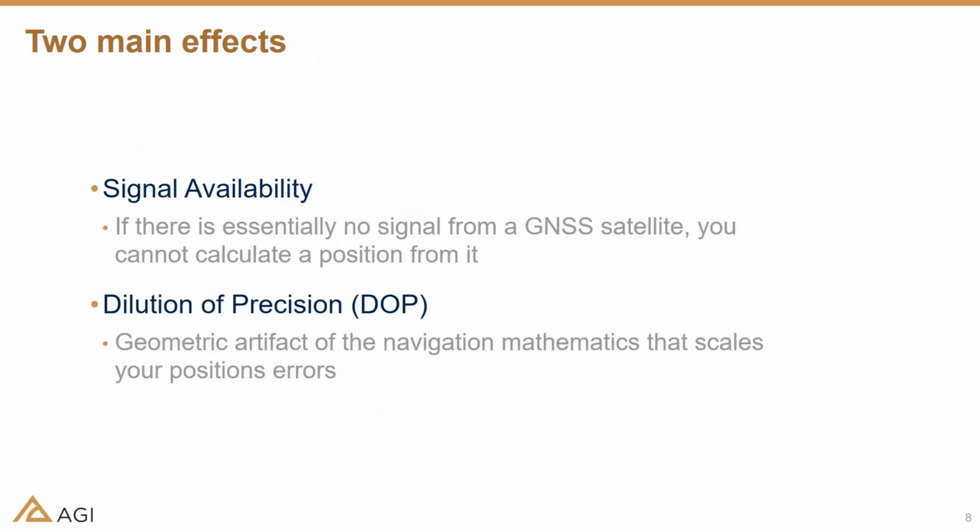I want to start at a high level. I want to talk about two main effects that might affect your positioning accuracy. The first one is signal availability. If there's really no signal from any satellite, you can't calculate a position from it. So that's the main hindrance there. The other one is DOP. It's a geometric artifact from the navigation mathematics. It's something you can't avoid, but it's something that's predictable, and we'll take a look at that next.